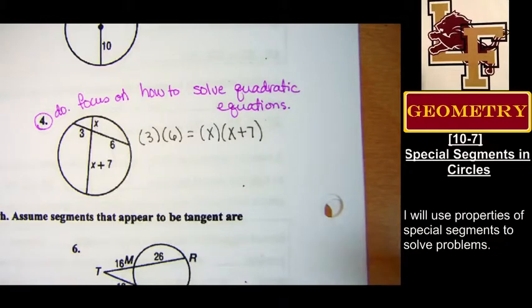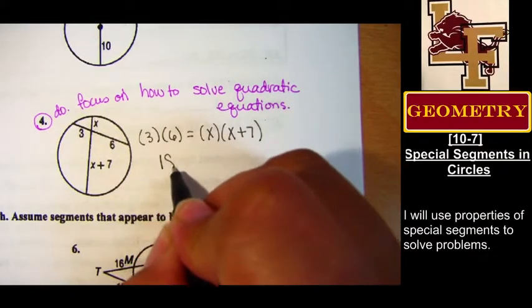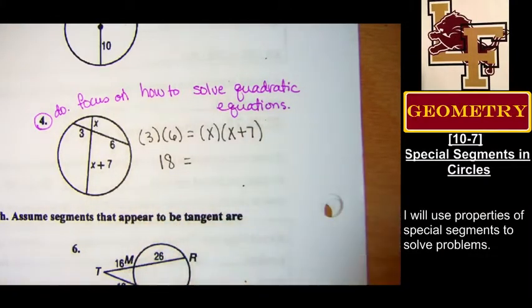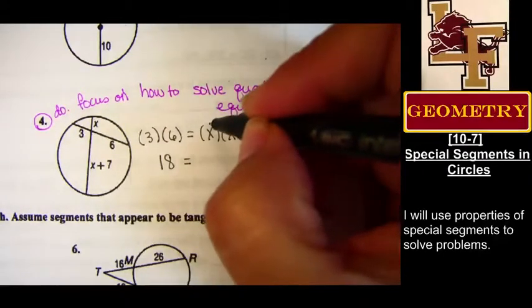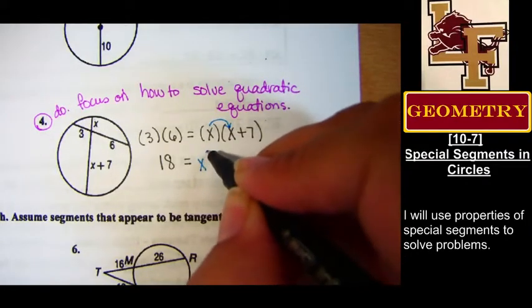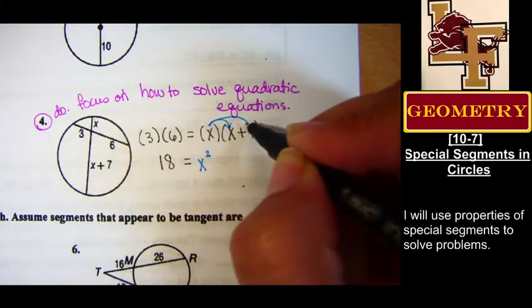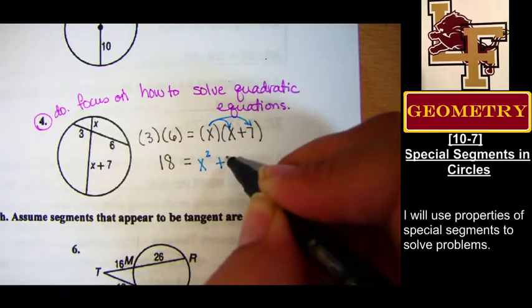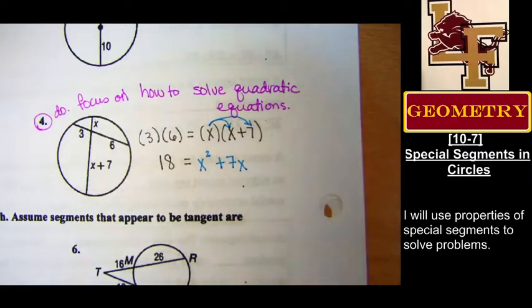Nearly everyone was able to get the next line. So everyone got that, and then a few had trouble here. So here we're going to distribute. X times x is x squared, and x times 7 is 7x. And that's where our first little bobble happened for only a few, not very many, only a few.